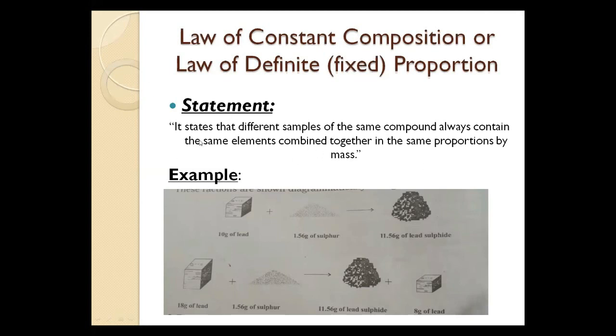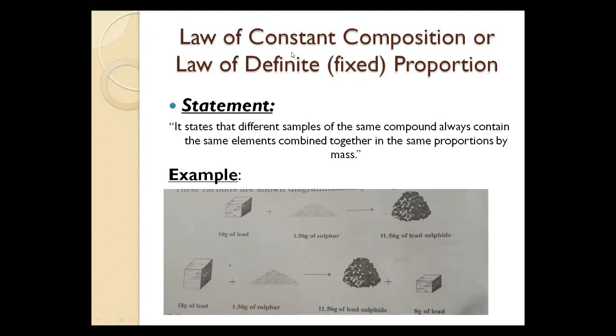So from this example, we can say that different samples of the same compound always contain the same elements combined together in the same proportion by mass. Water, wherever we take it from, has the same proportion of hydrogen and oxygen. And we can take the example of NaCl, sodium chloride. We take the salt from any source, either natural or synthetic, man-made, and it has the same composition, NaCl.